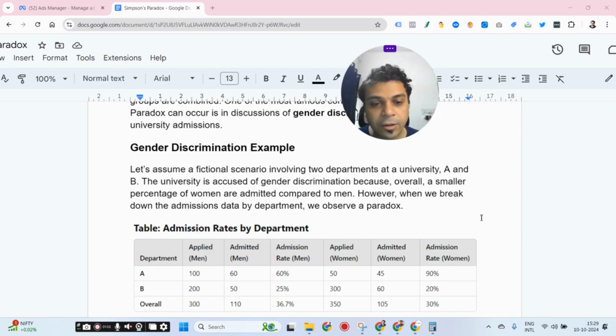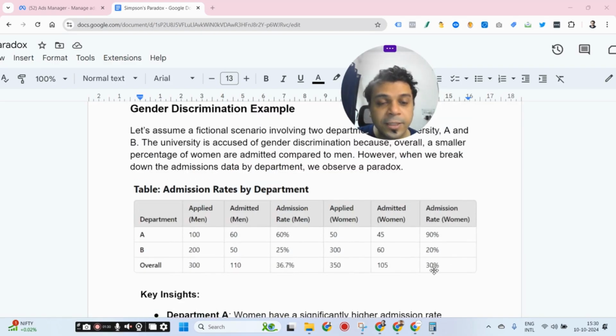The numbers are different here. The original numbers had a lot more segregation by department. So this is basically from a university where the university was actually sued for gender discrimination based on the data on admission rates by different departments and gender. So it was seen that on average, men were getting a higher admission rate, 36.7%, and 30% admission rate for women. So naturally, there seems to be a cause for concern here, whether or not gender discrimination was going on.